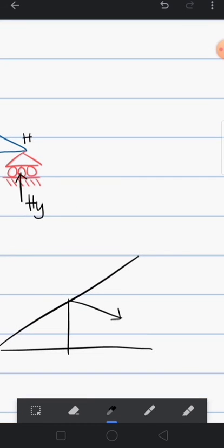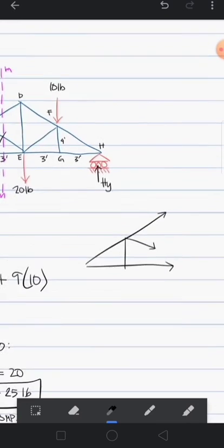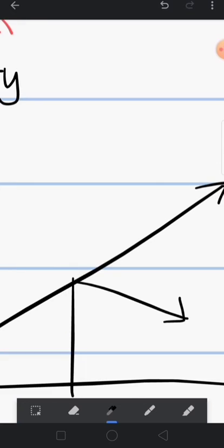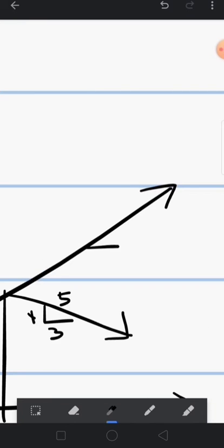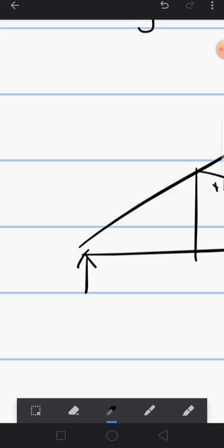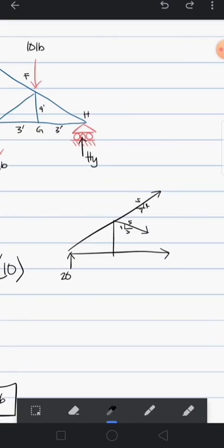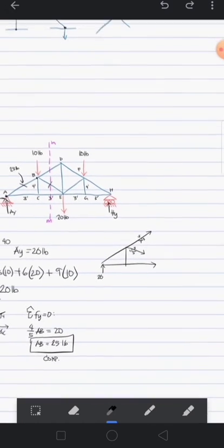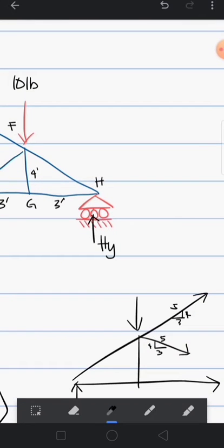Since it is cut, of course there are member forces. And these are all 3, 4, 5 triangles, with 3, 4, 5 as their slope. This one is okay. And then here we have 20, the reaction at A, and 10 pounds here, according to the dimensions and the forces.